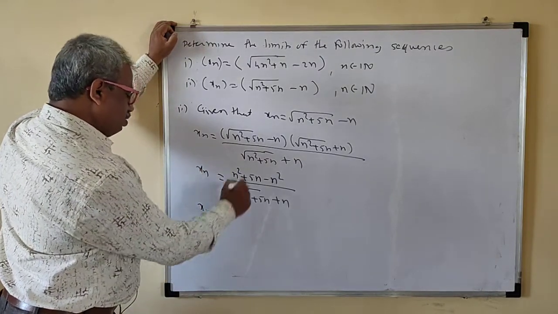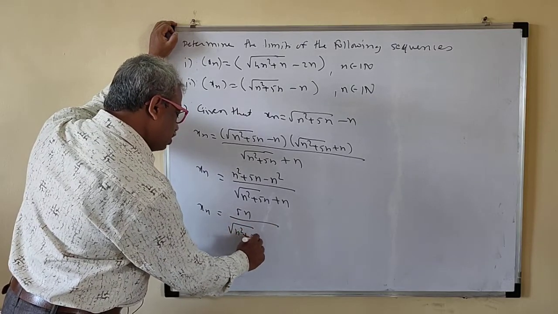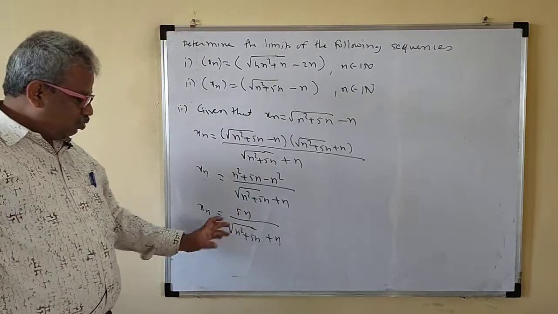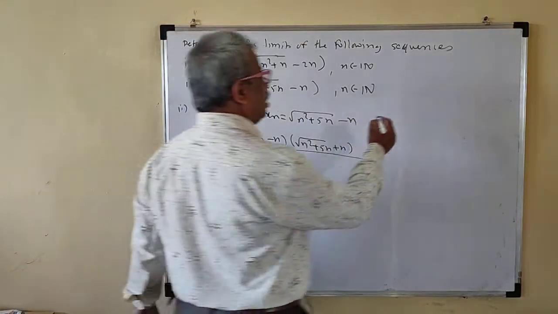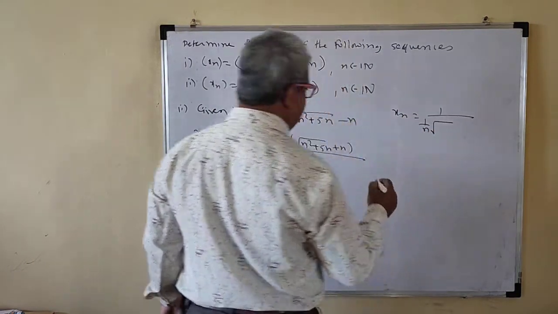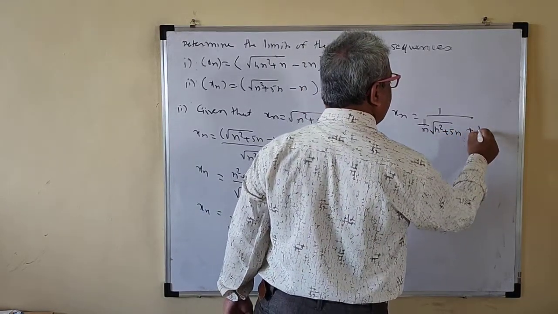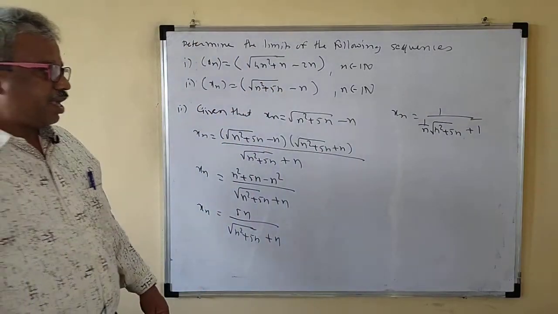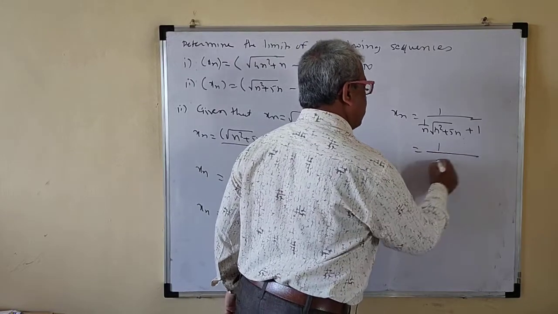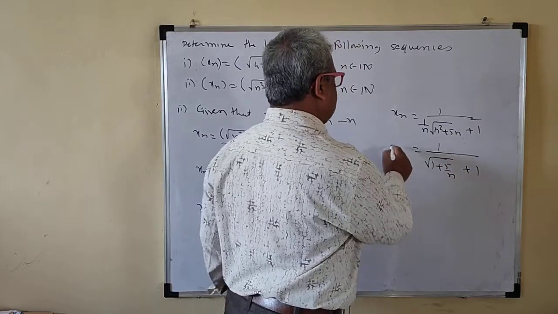Now for xn, I will simplify this one. So 5n upon root of n square plus 5n plus n. And I divide by n each term of the numerator and denominator. Then your xn will be 5 upon root of n square plus 5n over n, plus 1. Okay. I will take 1 upon n inside the root, so it will become 1 upon n square, and then it becomes root of 1 plus 5 upon n plus 1. This is your xn now.